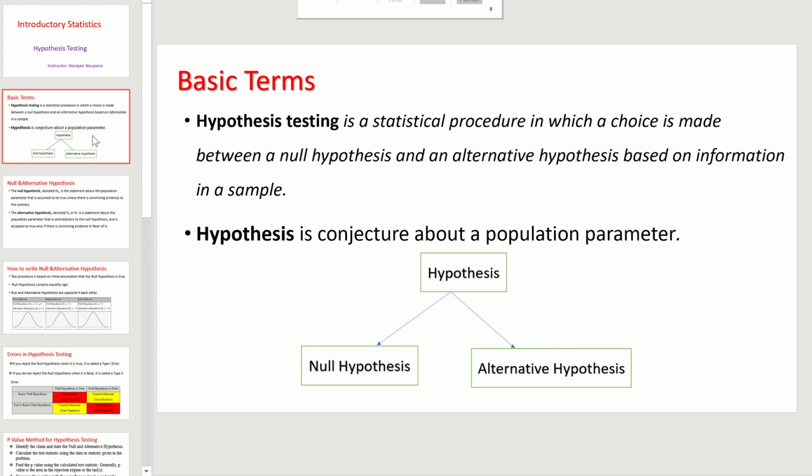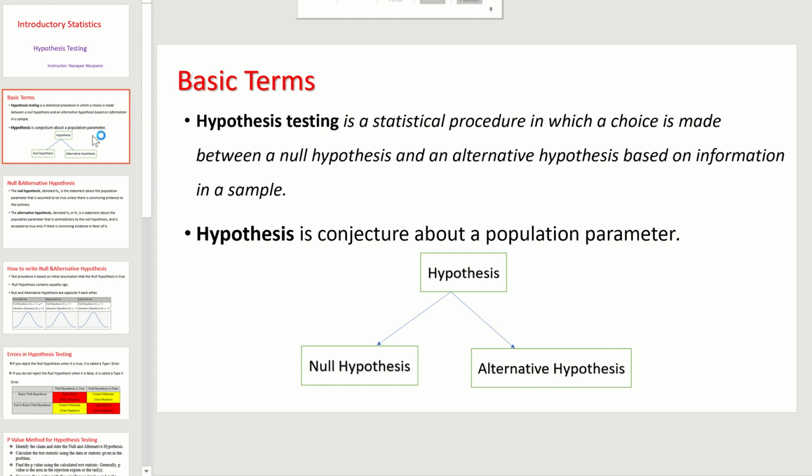Hypothesis testing is a statistical procedure in which a choice is made between null and alternative hypotheses based on the information in the sample. Meaning, by looking at the sample, we are going to formulate hypotheses. One is called the null hypothesis, and the other one is called the alternative hypothesis. And using the statistical test, we are going to make a choice between the null or the alternative hypothesis, which hypothesis to accept and which hypothesis not to accept.